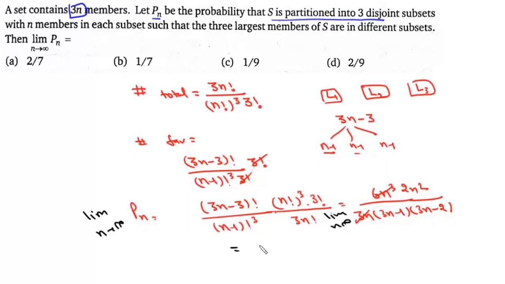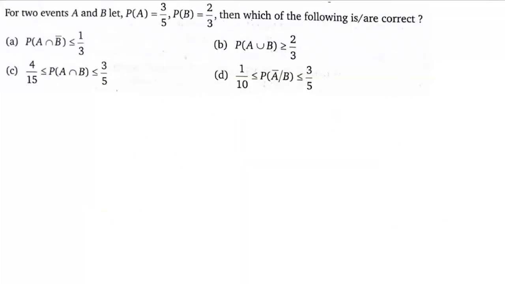Here the coefficient of n square in the numerator is 2 and in the denominator the coefficient of n square is 9. So the answer to this limit is 2 by 9, and that's your option D. Now here the question is, for 2 events A and B, the probability of A is 3 by 5 and the probability of B is 2 by 3, then which of the following is or are correct?